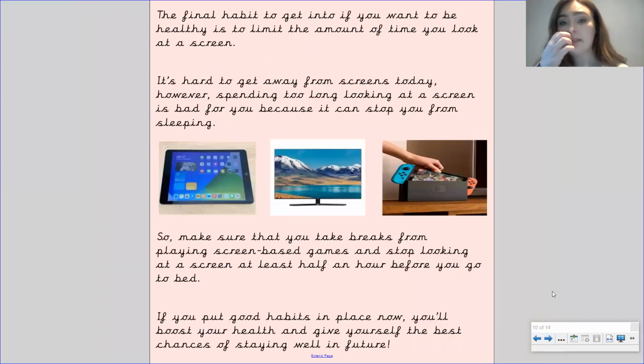So the final habit to get into if you want to be healthy is also to limit the amount of time you look at a screen. I know it's very hard to get away from screens today. However, spending too long looking at a screen is bad for you because it can stop you from sleeping. So make sure that you take breaks from playing screen-based games and stop looking at a screen at least half an hour before you go to bed. If you put good habits into place now, you'll boost your health and give yourself the best chances of staying well and healthy in the future.